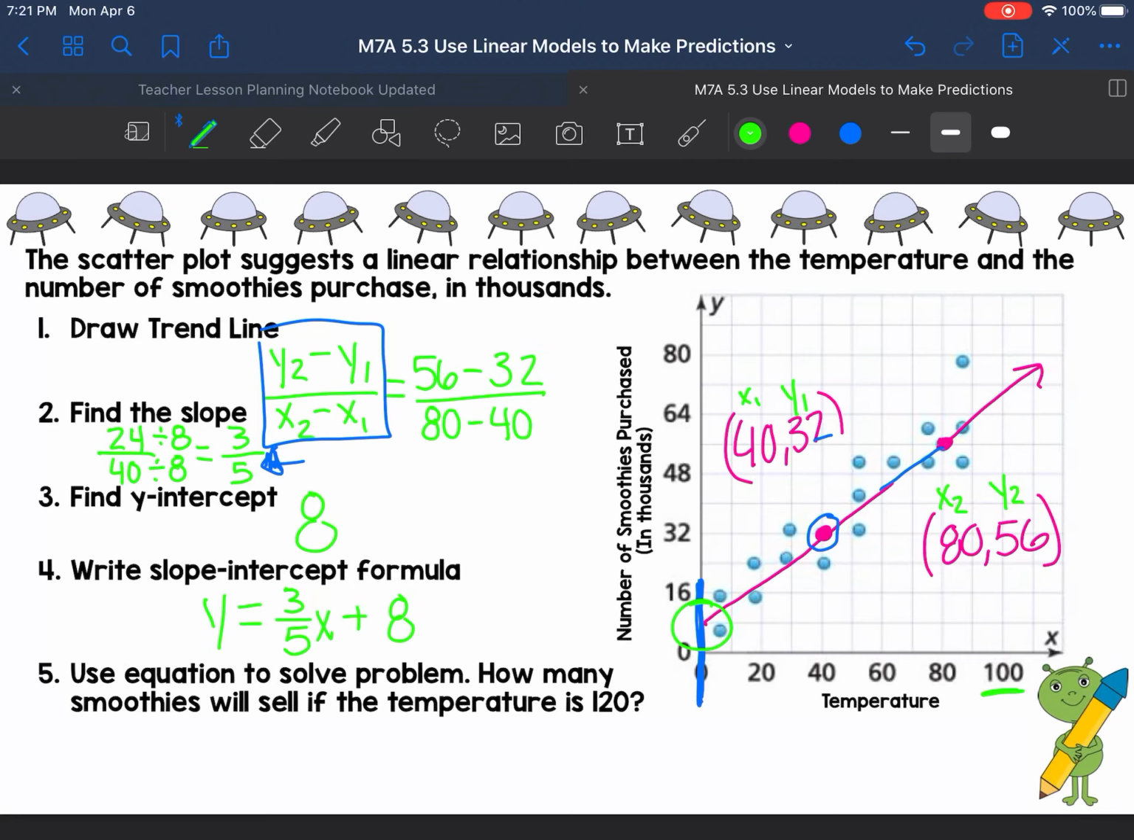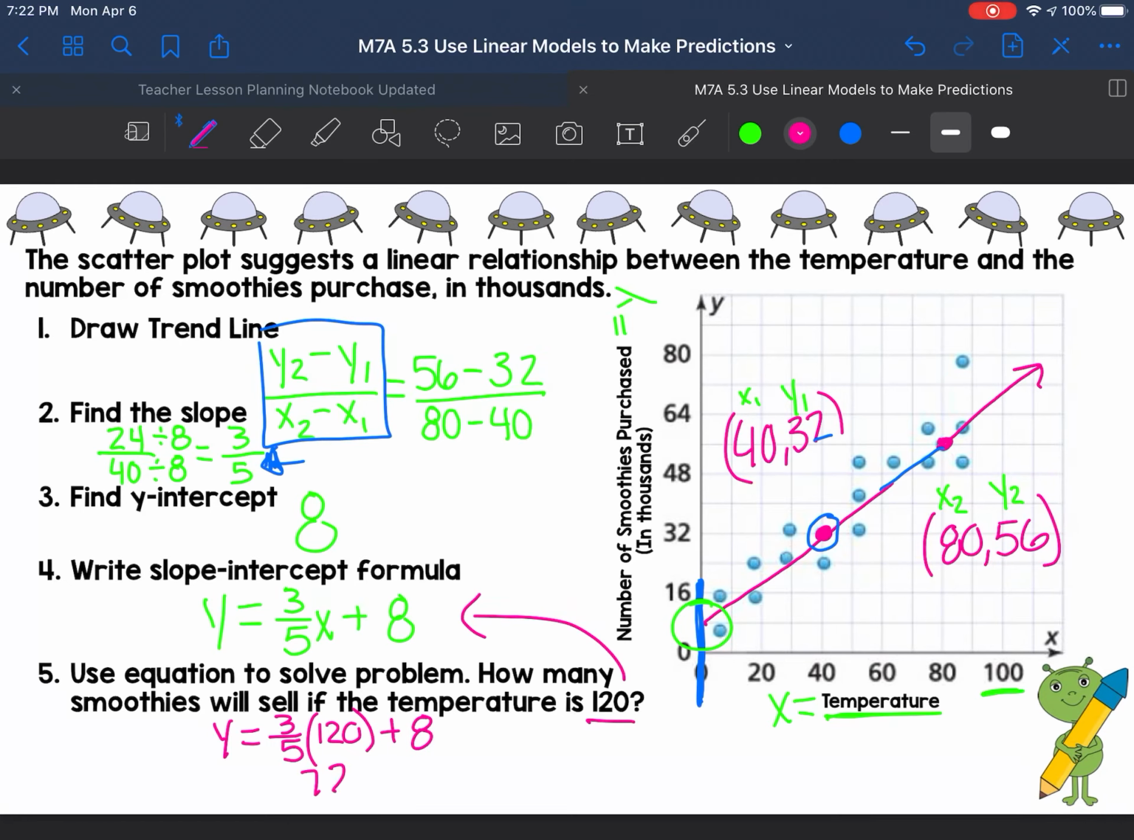However, what I can do is plug my numbers into my formula to find out. Down here is temperature, that means temperature is x and my y is smoothies purchased. So I can take my temperature, 120, and plug it into my slope-intercept formula. That gives me y equals 3/5 times my new x, which is 120, plus 8.